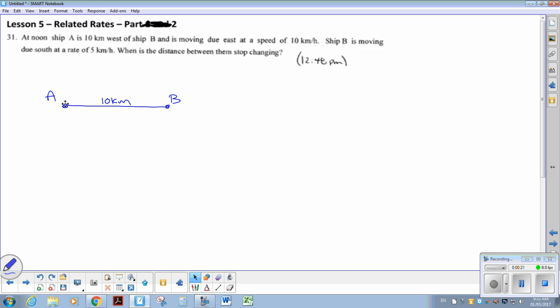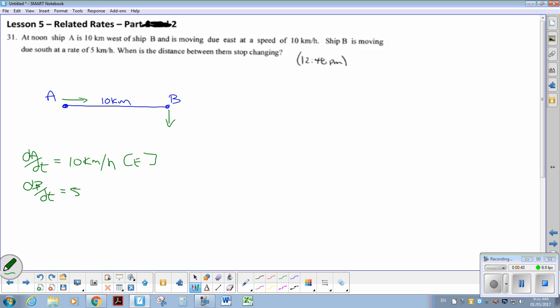Ship A is moving 10 kilometers per hour east. So dA by dt, how fast ship A is going, is 10 kilometers per hour east, and then ship B is heading south, so dB by dt equals 5 kilometers per hour south.